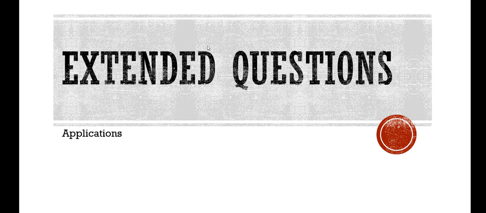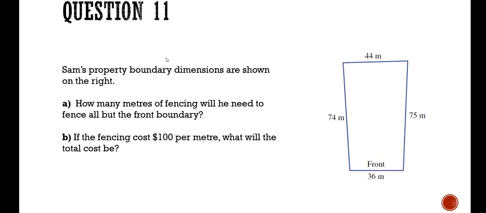Okay, so the last section involves extended questions, so applications, applying our knowledge to the real world. And question 11 says, Sam's property boundary dimensions are shown on the right. So they're showing us his property boundary. So A, how many meters of fencing will he need to fence all but the front boundary? So there's the front. And B, if the fencing costs $100 per meter, what will the total cost be? So write this down and have a go.